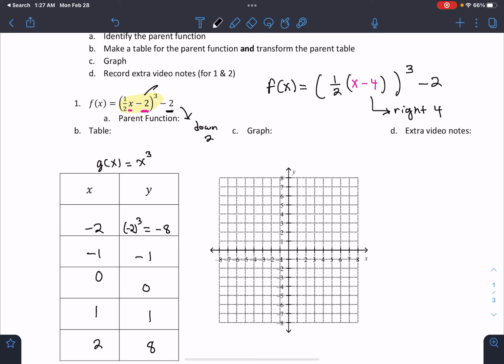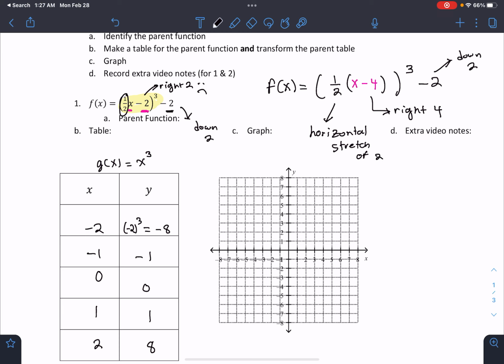If you looked at this function, it looks like it's right 2, but that's wrong, because when you have a coefficient in front, you have to factor that out first in order to know what that does to your function. So right now, we know that we're going down 2, right 4, and this 1/2 is going to affect our horizontal movement, or our x values. So when we see a half, once again, anytime something affects the x values, we always do the opposite or reciprocal of that. So instead of having a horizontal compression of a half, it's actually going to be a horizontal stretch of 2.